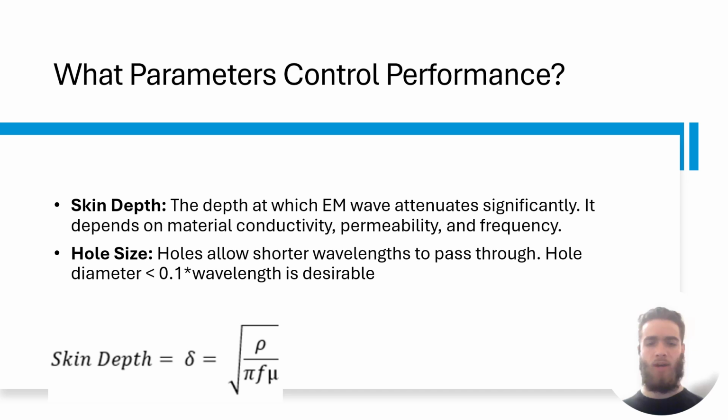Next is hole size. If you have holes in your material, then that is going to allow shorter wavelengths to pass through. And ideally, you want a hole diameter to be less than 1/10 of the wavelength you're trying to cancel. Finally, if we look at our equation down here, perfect conductors are going to have a resistivity of 0, so the skin depth is going to be 0, and that is going to show that no wave is going to get through, and the wave is going to decay immediately, which is what we want.